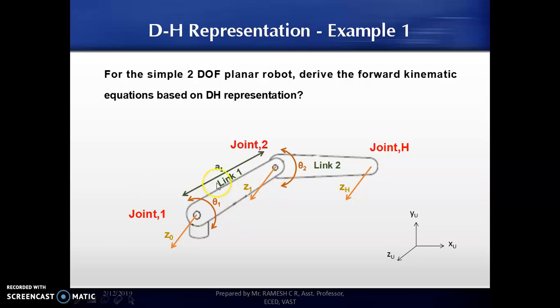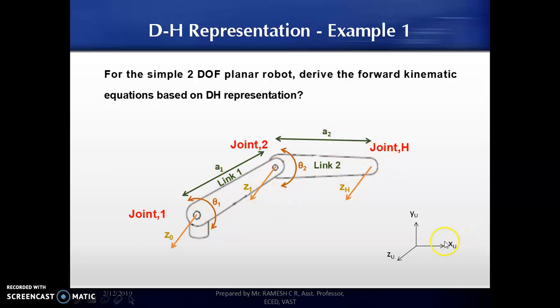Before that, I can see that between joint 1 and joint 2 I have the link, where the link length is a1. Then between joint 2 and joint H, I have the link with a distance of a2. This is the distance of the common normals. The distance between two adjacent z-axes is defined as the common normal, as per the definitions in the previous class. So here I am assigning the common normal or link distance between joint 1 and joint 2 as a1, and between joint 2 and joint H as a2.